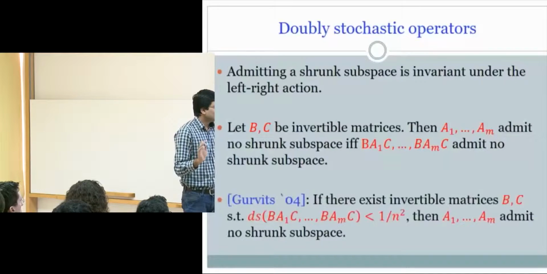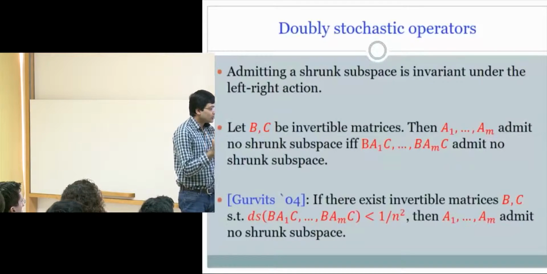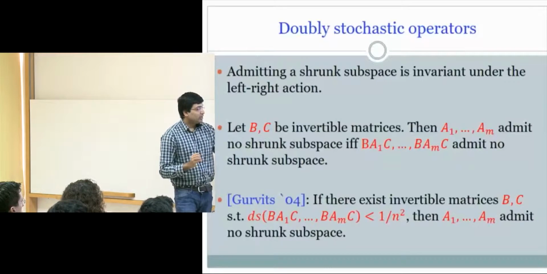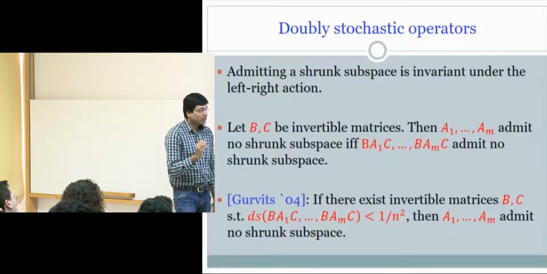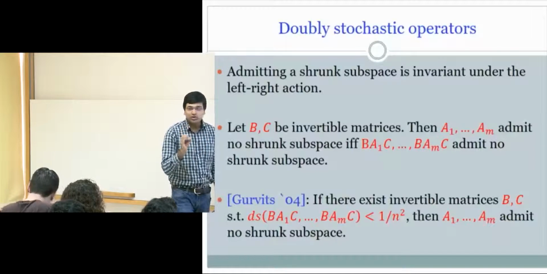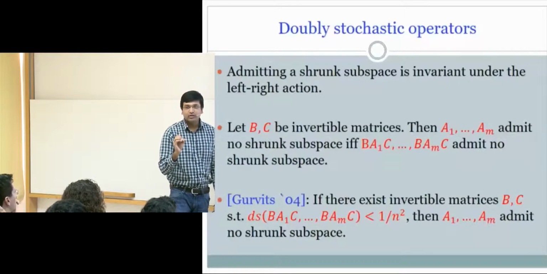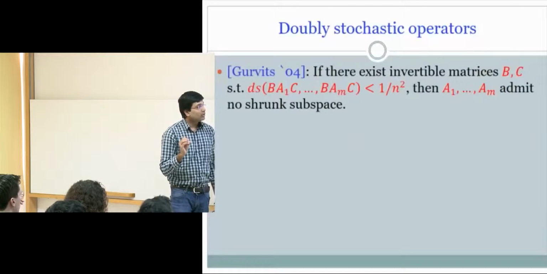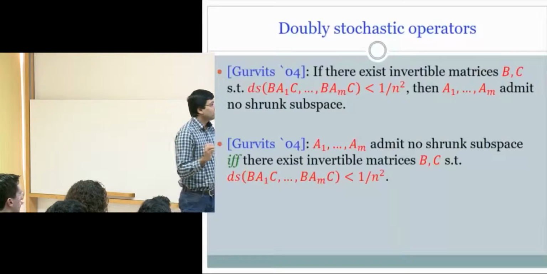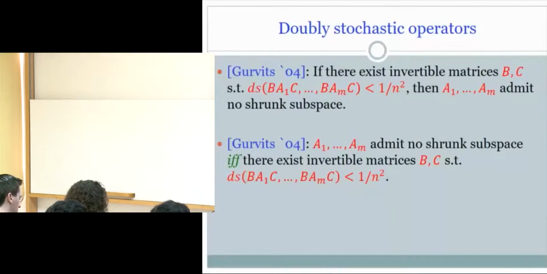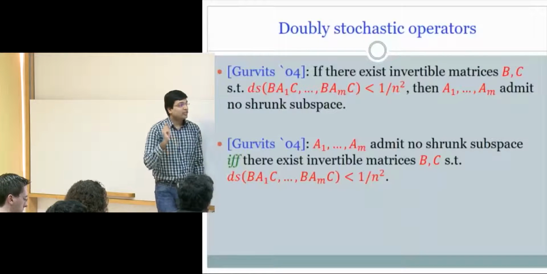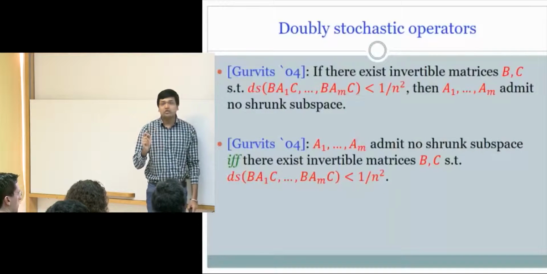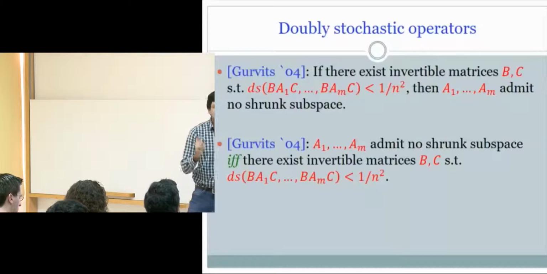Okay, so restating Gurvits, you also get this theorem. If there exist invertible matrices B and C such that the doubly stochastic measure is smaller than 1 over n squared, then A1 to Am admit no shrunk subspace. Just because it's invariant under this action. And it turns out that this is an if and only if condition. A1 to Am admit no shrunk subspace if and only if there exist invertible matrices B and C such that the doubly stochastic measure is smaller than 1 over n squared, or this collection of matrices is almost doubly stochastic.